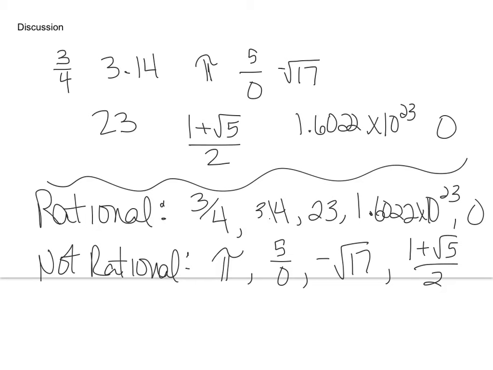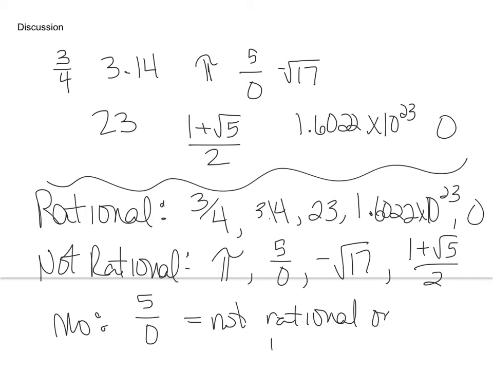So of the numbers that were not rational, were they all irrational numbers? No. Okay, 5 divided by 0 is not rational or irrational, because like I said, you can't divide by 0 and it doesn't work.